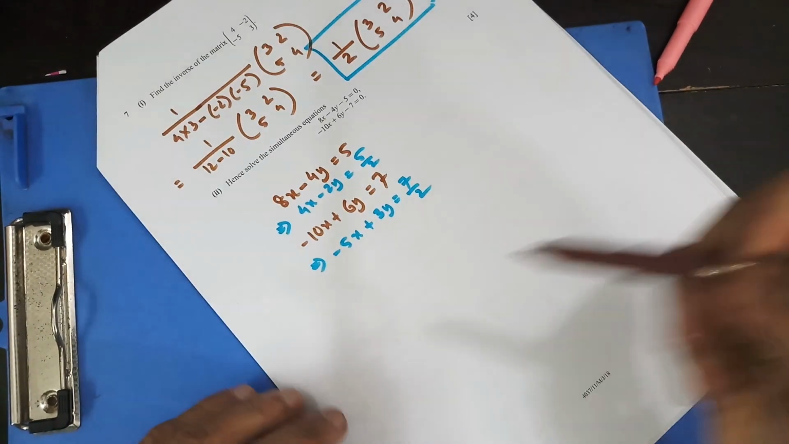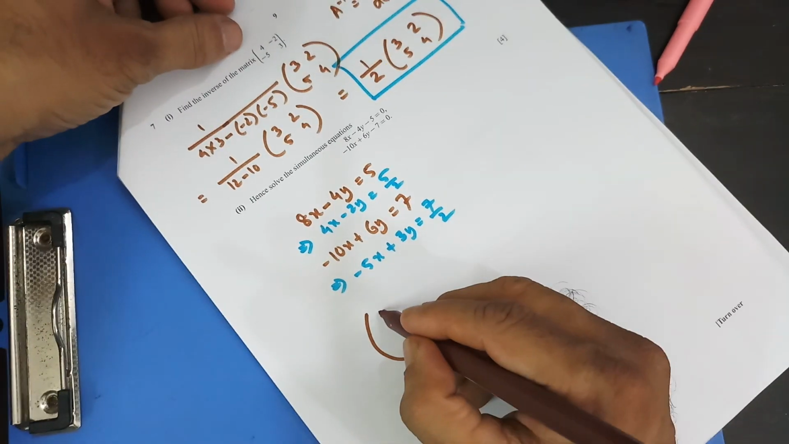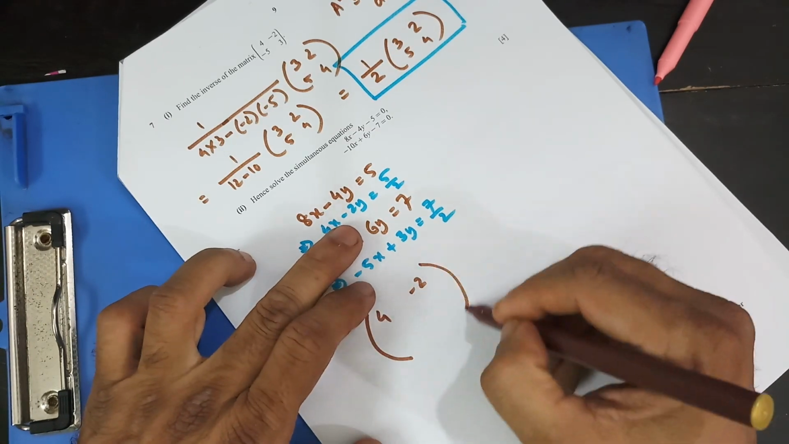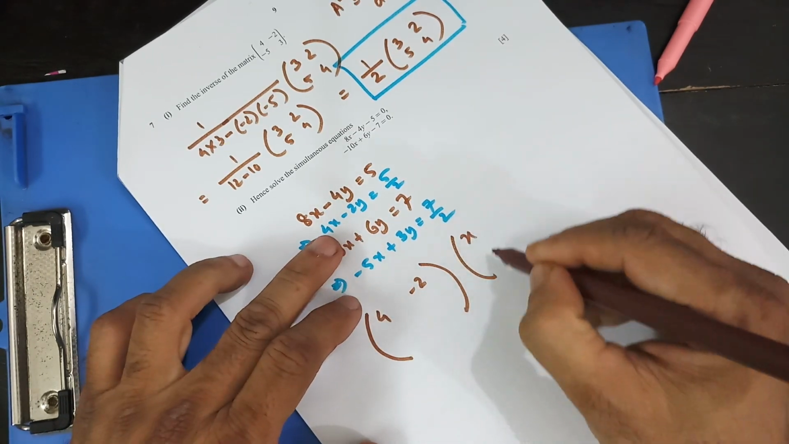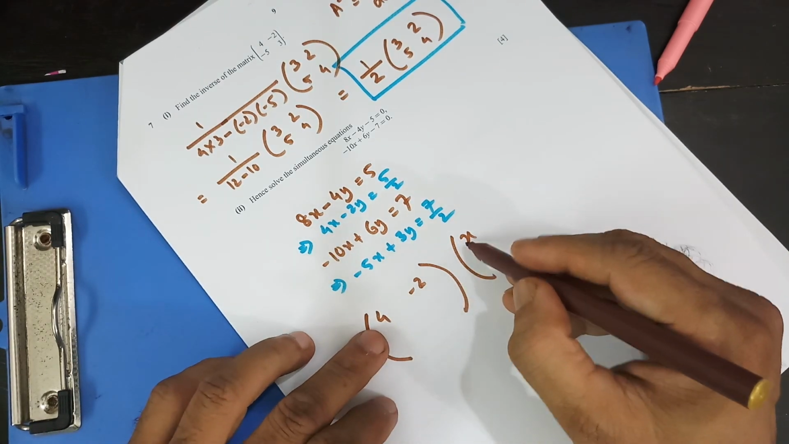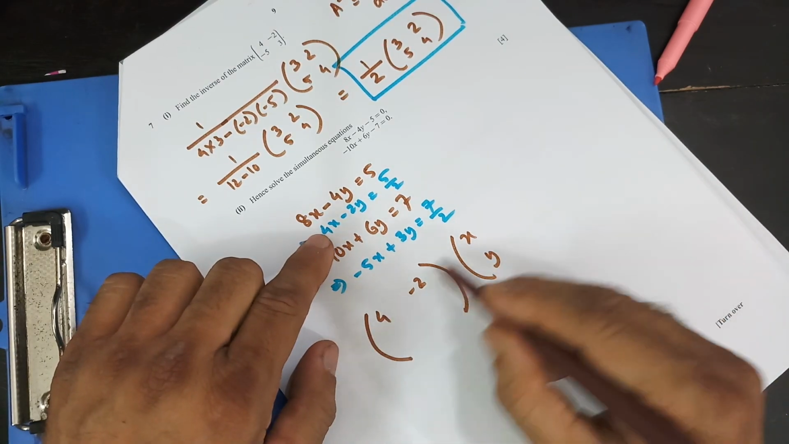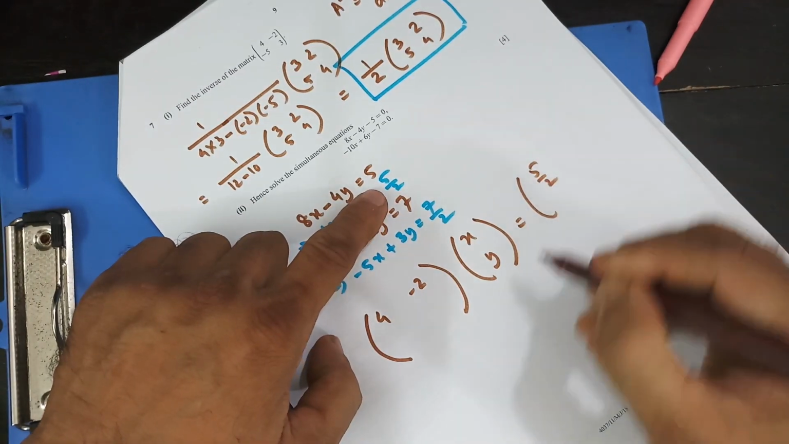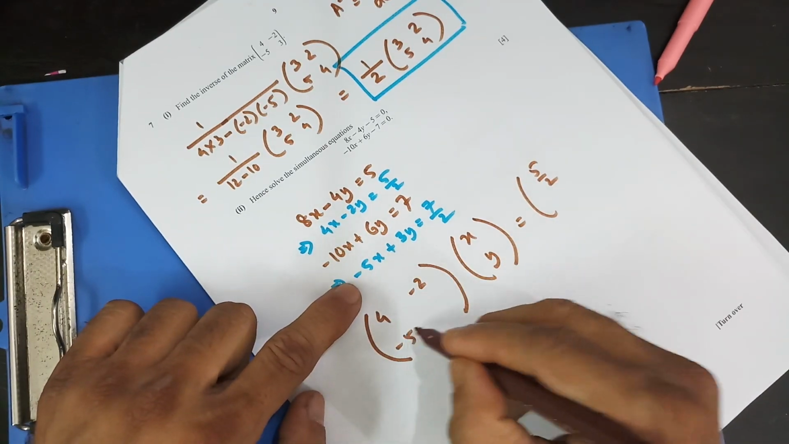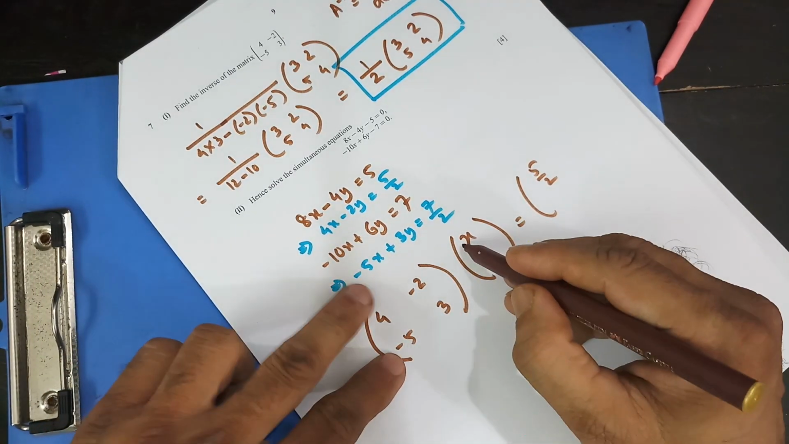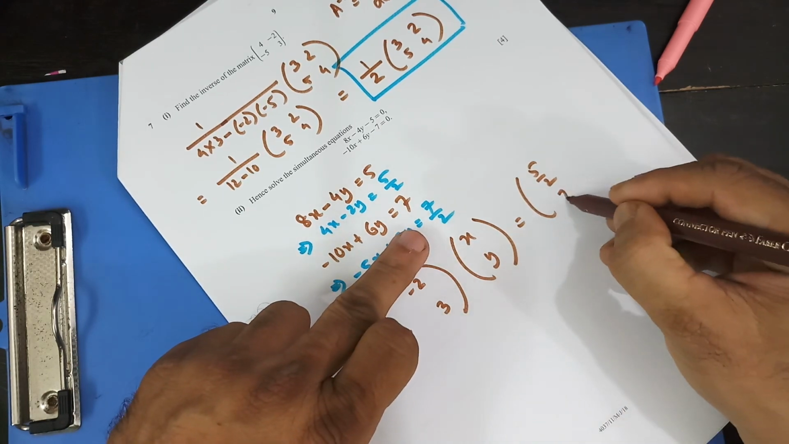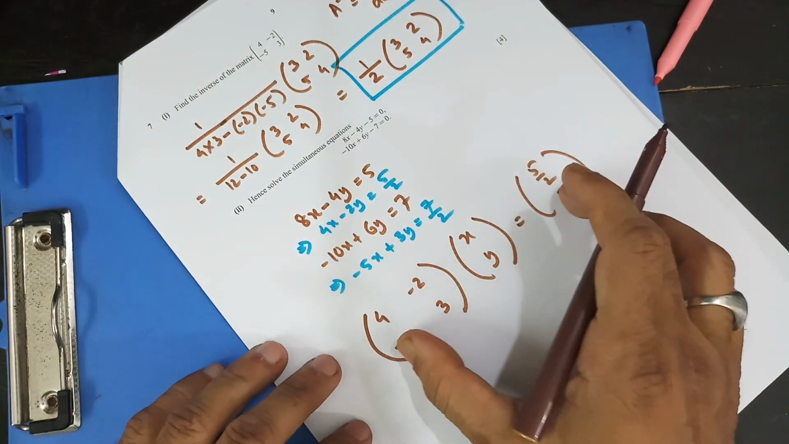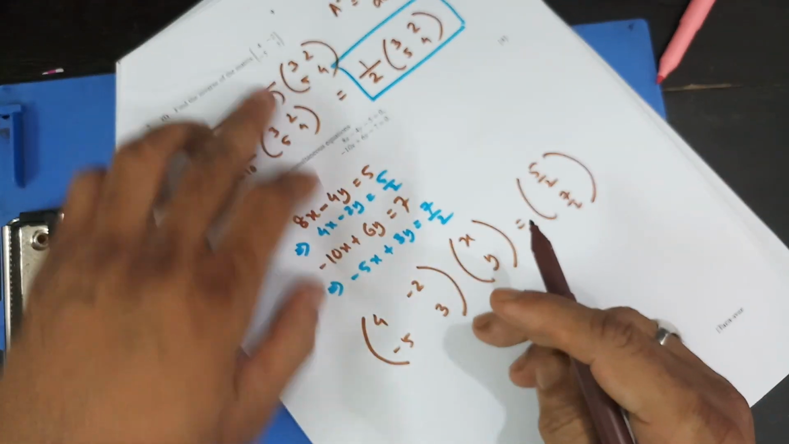When I have that, look what happened. I can write down this coefficient 4, then minus 2 over here, and over here is x, and over here is y. So 4x minus 2y, see that? 4x minus 2y equal to 5 by 2. And same thing over here, minus 5, then 3, minus 5x plus 3y equal to 7 by 2. Okay, now I have written in the matrix form.